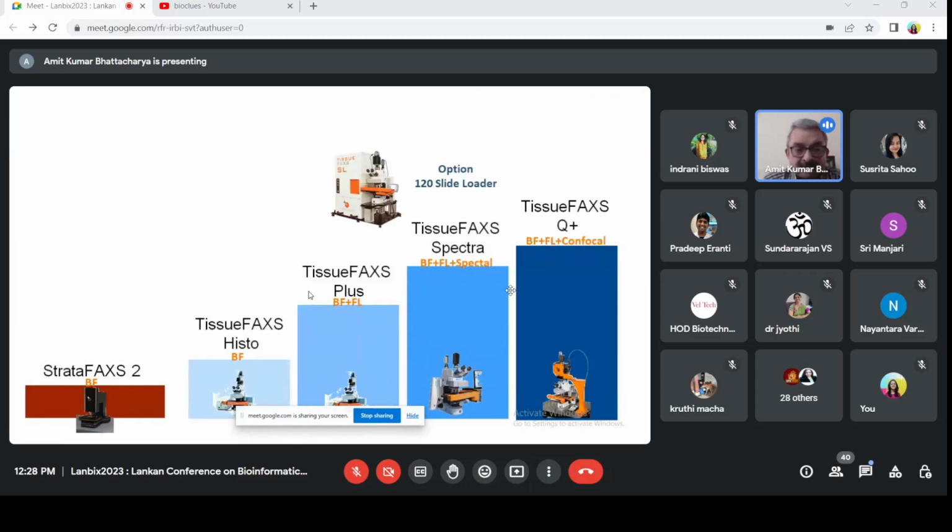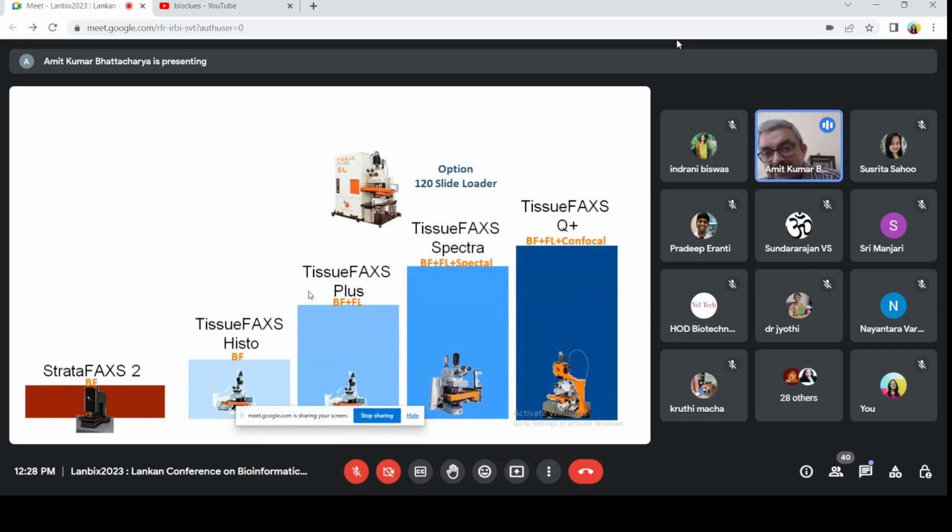Coming to the products the company makes, these are whole slide imaging scanners, which handle both bright field specimens and specimens stained with fluorescence. If there are only a few fluorescent dyes, then you have a model called TissueFAXS Plus. If you have more fluorescent dyes, then you use a spectral approach and you have TissueFAXS Spectra. If you have a thick specimen, then you use TissueFAXS Q Plus, which is a confocal. A confocal allows you to look at thick sections.